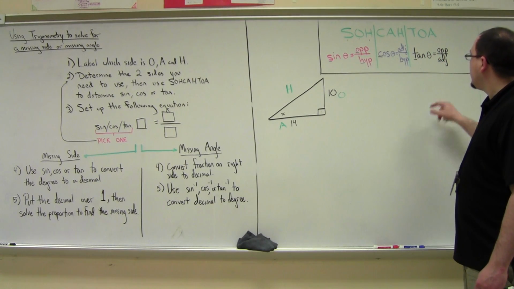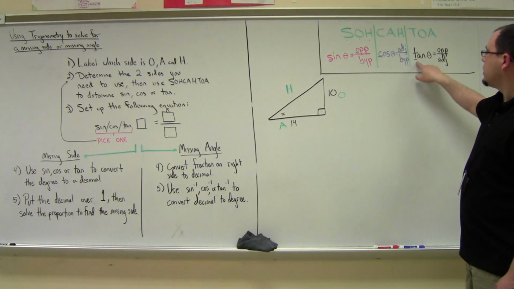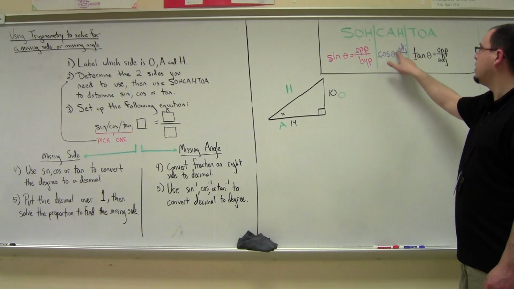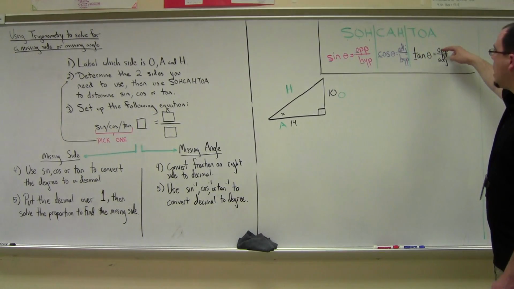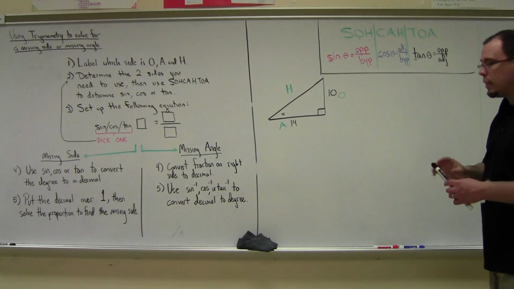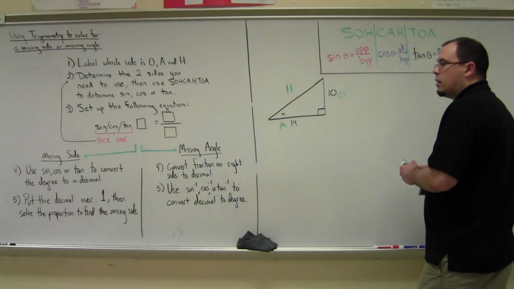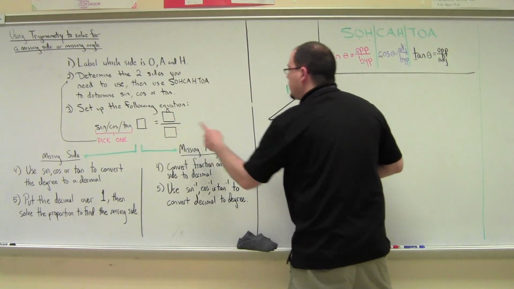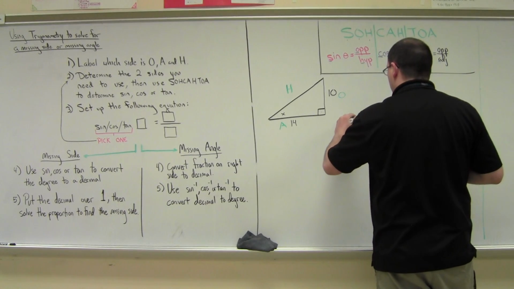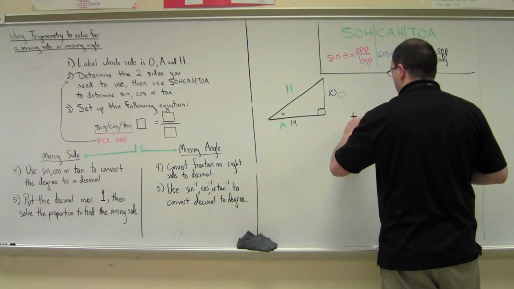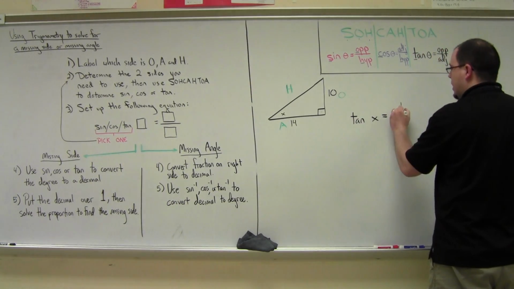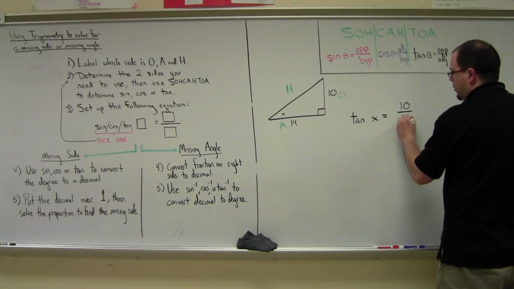We've got opposite and adjacent. You'll notice it's for tangent, so it means we're going to use tangent. Opposite hypotenuse, not going to use it. Adjacent hypotenuse, not going to use it. Opposite adjacent, that's the one we want. So we're going to use tangent of x equals opposite over adjacent. So tangent of x equals opposite, which is 10, over adjacent, which is 14.